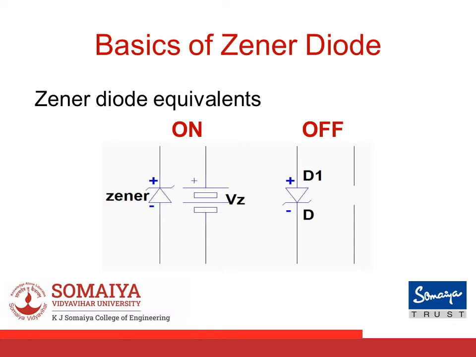In the analysis of a Zener regulator circuit, the Zener will be considered in the on-state when it is reverse biased and the voltage drop across the Zener is equal to or greater than its breakdown voltage. Otherwise, it will be considered to be in the off-state.